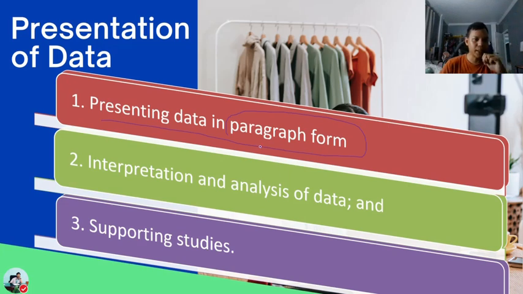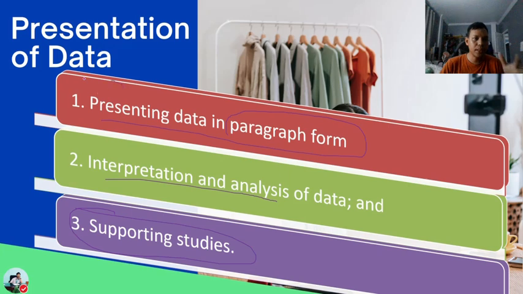Okay, the second part of part 3, you're going to interpret and analyze the data. Again, it must come from your own words, and before you interpret, you will read some related literature and related studies. And there should be a balance between the subjective and objective discussion. And then the third part, you need to add supporting studies. Again, the purpose of supporting studies is to strengthen your claims, to strengthen your interpretation.